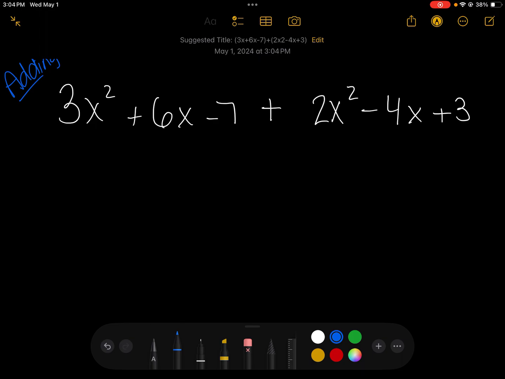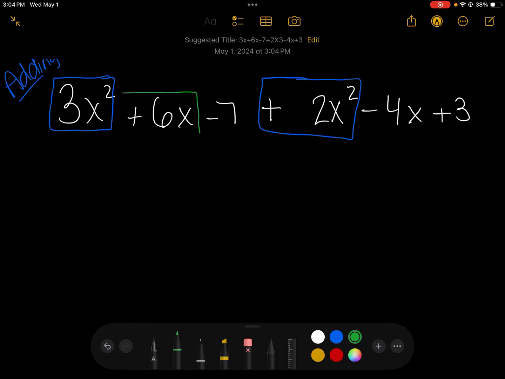The second thing that I'm going to do is I'm going to find my like terms. So 3x squared is a like term with 2x squared. 6x is a like term with negative 4x. And minus 7 is a like term with plus 3. We are then going to add them together.